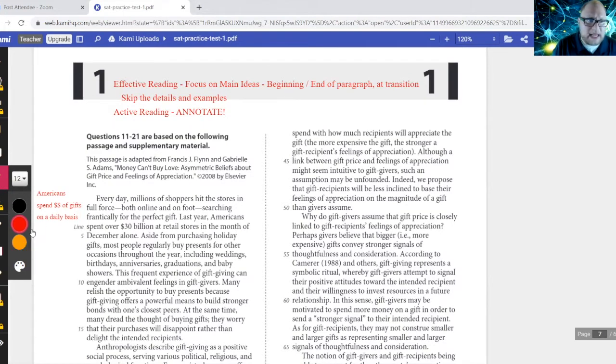So look at these last couple sentences here. Many relish the opportunity to buy presents because gift giving offers a powerful means to build stronger bonds with one's closest peers. At the same time, many dread the thought of buying gifts. They worry that their purchase will disappoint rather than delight the intended recipient.